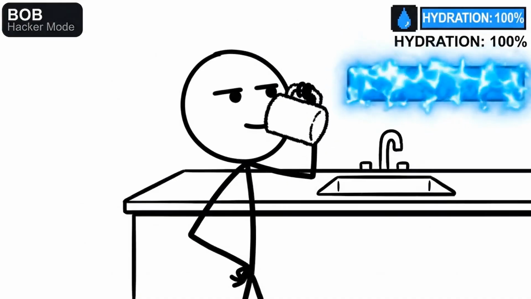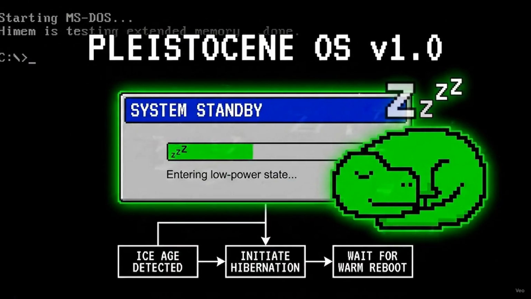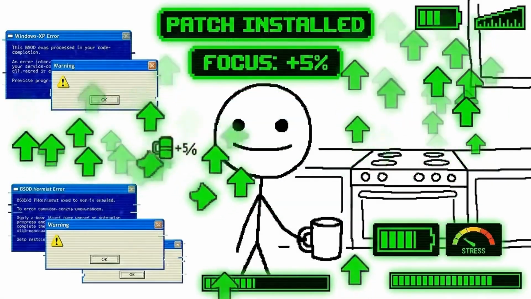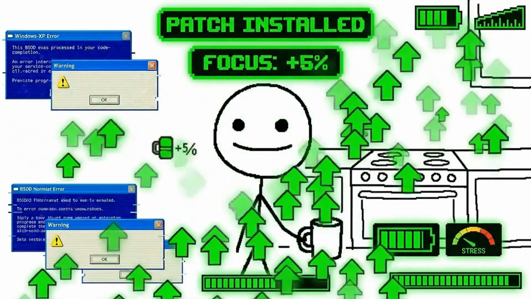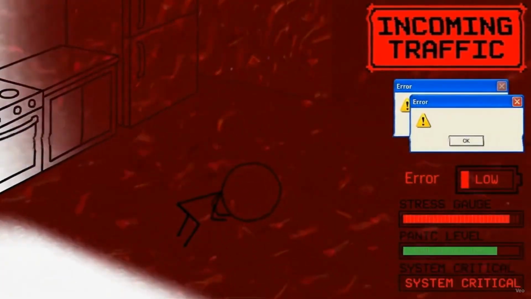Hotfix applied successfully. You finally drink your water. The caveman protocol is satisfied, and the Pleistocene OS returns to standby mode. You gained a permanent stat boost for exploiting your own hardware limitations. But do not get too comfortable with your little memory hack.